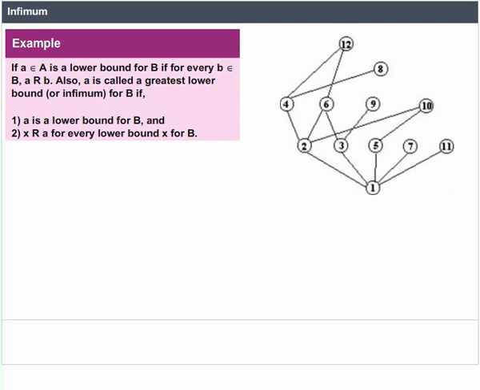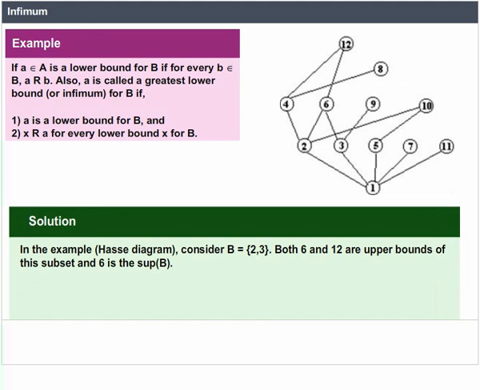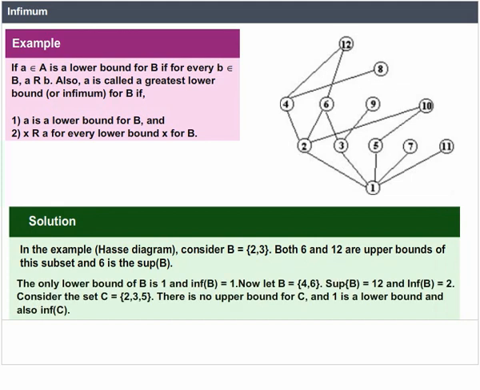In the example ASCII diagram, consider B equal to {2, 3}. Both 6 and 12 are upper bounds of this subset, and 6 is the supremum of B. The only lower bound of B is 1 and the infimum of B equals 1. Now let B equal {4, 6}. Supremum of B equals 12 and infimum of B equals 2. Consider the set C equal to {2, 3, 5}. There is no upper bound for C, and 1 is a lower bound and also the infimum of C.